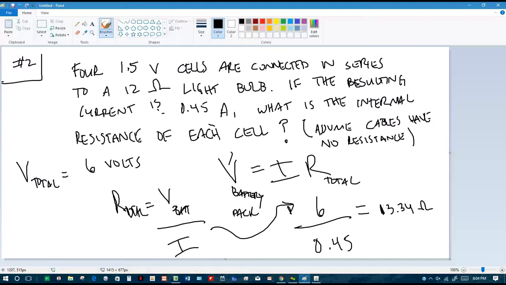0.45. That's the current that's flowing through the circuit. So just read through the problem. Yep. So out of the 13.34 total amount of ohms, 12 of those ohms are coming from our light bulb, right? So how much must be coming from our batteries? Out of 13.